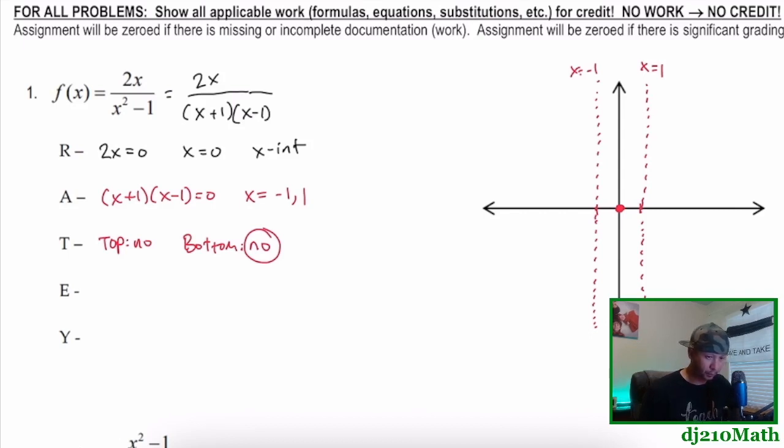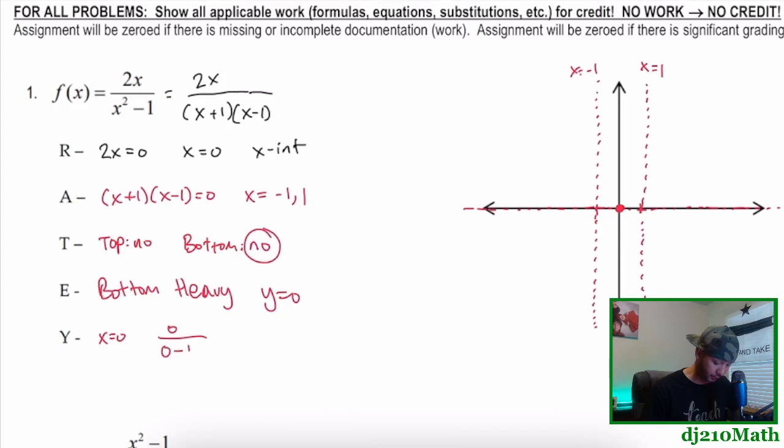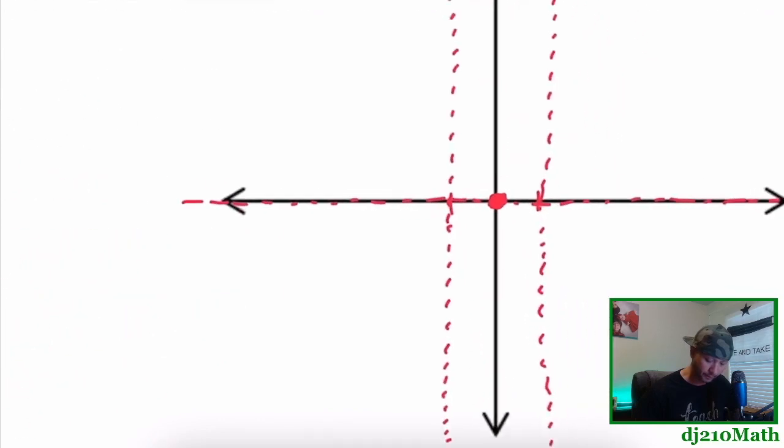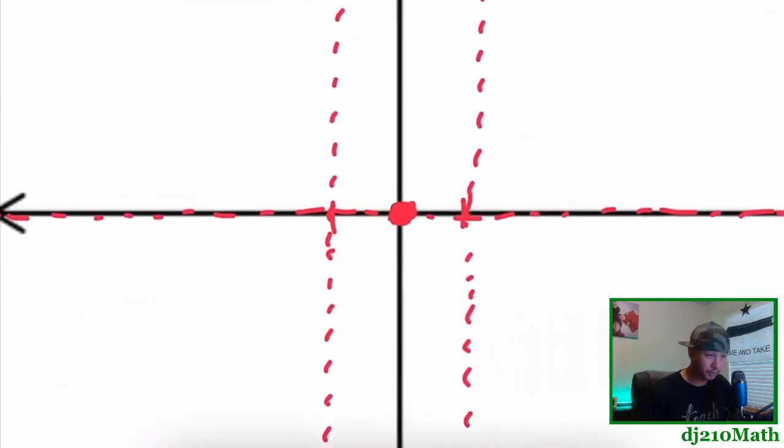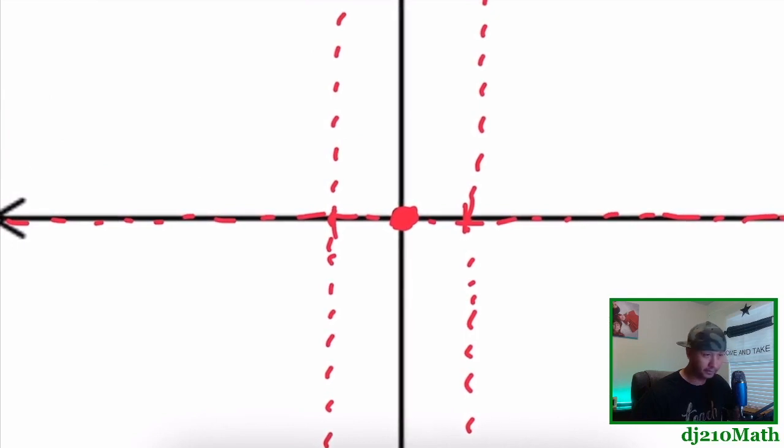All right, in behaviors, what horizontal asymptote will it tend towards? Well, this is bottom heavy. So y equals 0. And then the y-intercept, when x is equal to 0, we're going to get 0 over 0 minus 1, which is basically 0. Y equals 0. And we already noticed that. And right away we see that the horizontal asymptote goes through the x and the y-intercept.